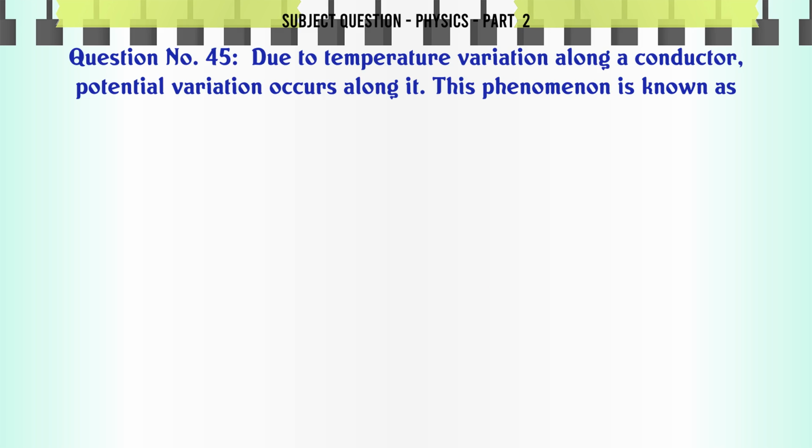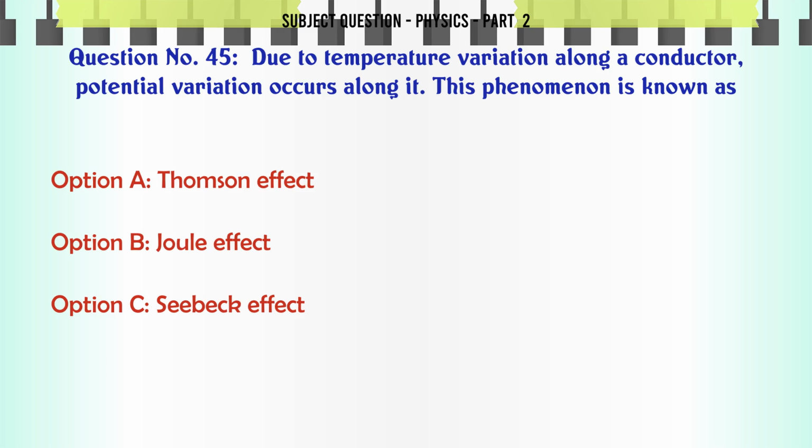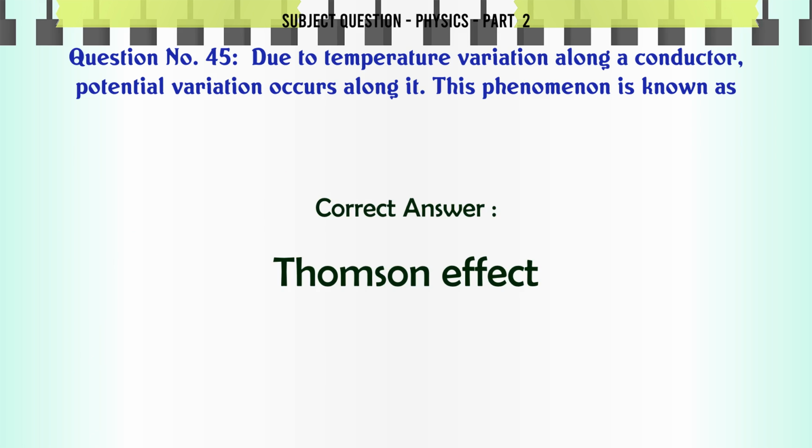Due to temperature variation along a conductor, potential variation occurs along it. This phenomenon is known as A. Thomson effect, B. Joule effect, C. Seebeck effect, D. Peltier effect. The correct answer is Thomson effect.